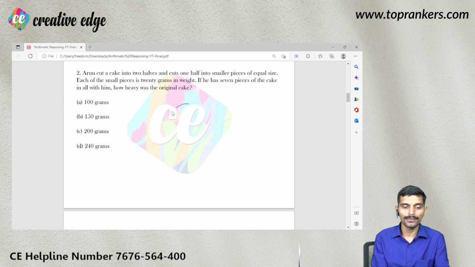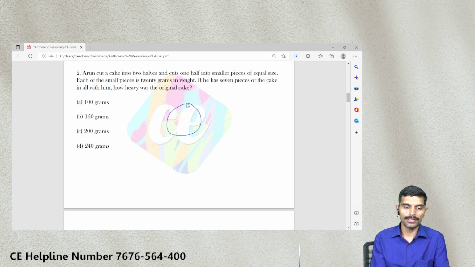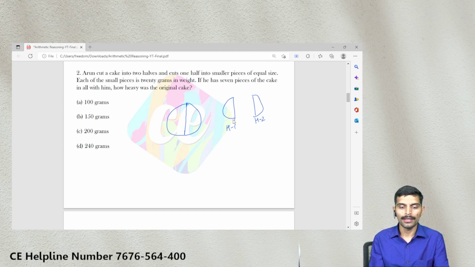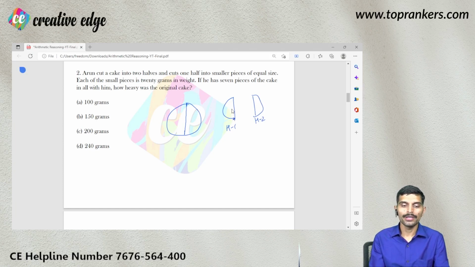So see here, say this was the original cake. So first of all, he cuts it into two equal halves. This is half one and this is half two, right? Pardon me for my drawing skills. And then he divides this second half into smaller pieces such that he has 7 pieces in all. So one piece that has not been divided further, and 6 pieces.